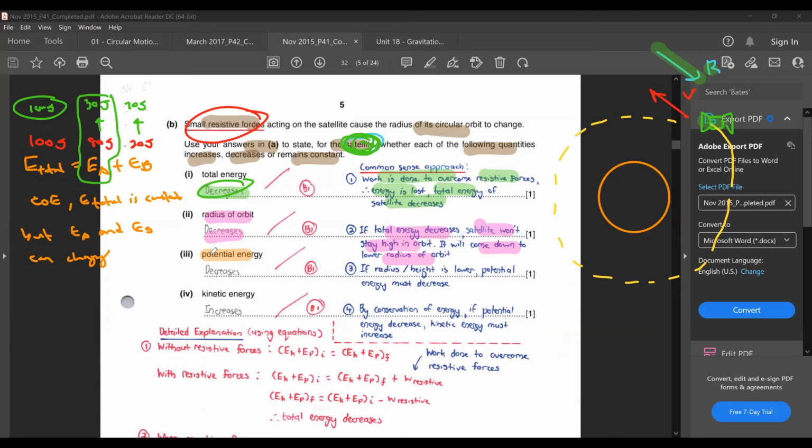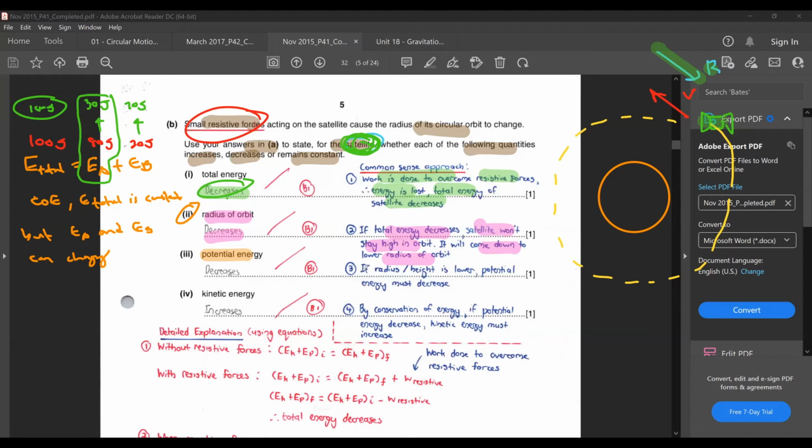Wait, why? For part 2, why radius of orbit? Your satellite has less energy already, right? It has less total energy. In order for you to orbit, you obviously need a lesser height. My common sense is telling me that if the total energy decreases, I cannot stay high up in orbit. My radius is going to decrease.